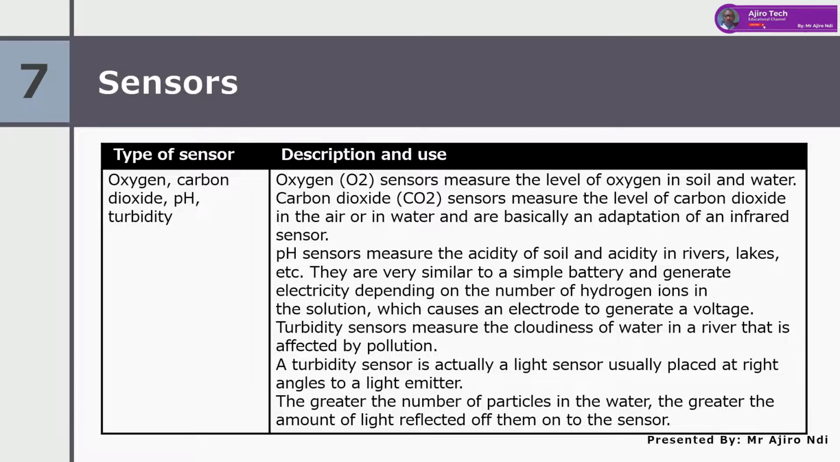A turbidity sensor will measure the cloudiness of water in a river that is affected by what? Pollution. It is worth noting that a turbidity sensor is actually a light sensor, usually placed at a right angle to a light emitter. The greater the number of particles in the water, the greater the amount of light reflected onto the sensor. There's also a reed switch. It's not a sensor, but it helps to measure rainfall.